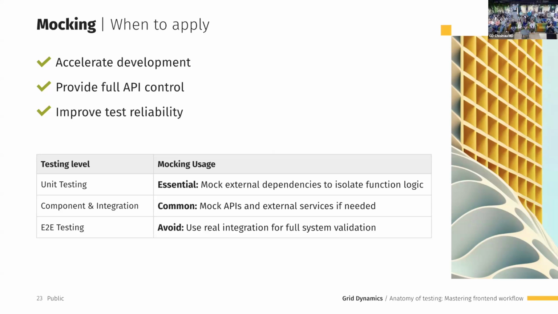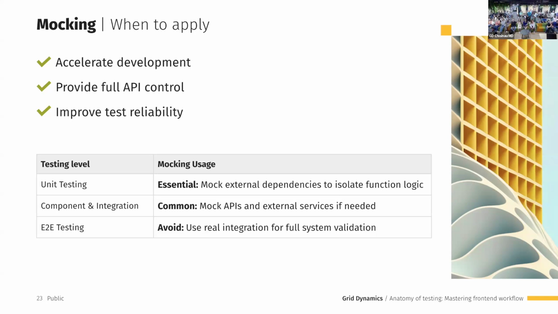And what will we get? We can accelerate development by enabling testing without having to wait for API availability. We can simulate all kinds of API responses, including error scenarios or edge cases, to enable our testing. It can also improve test reliability by eliminating flakiness caused by the network or third-party dependencies.